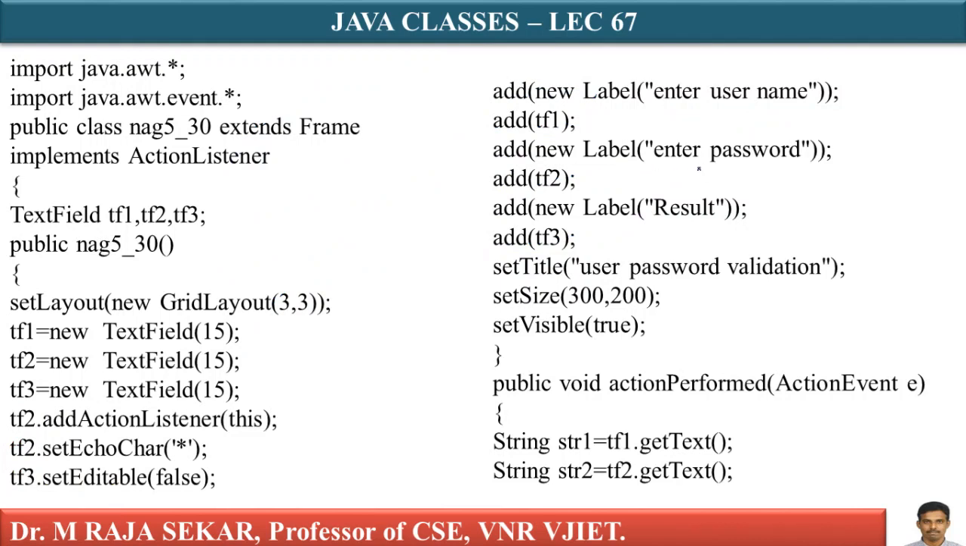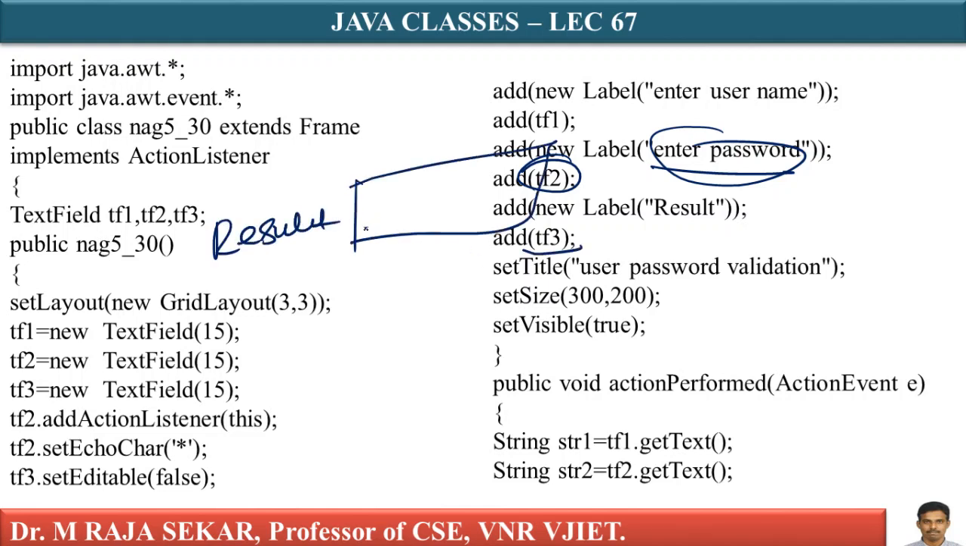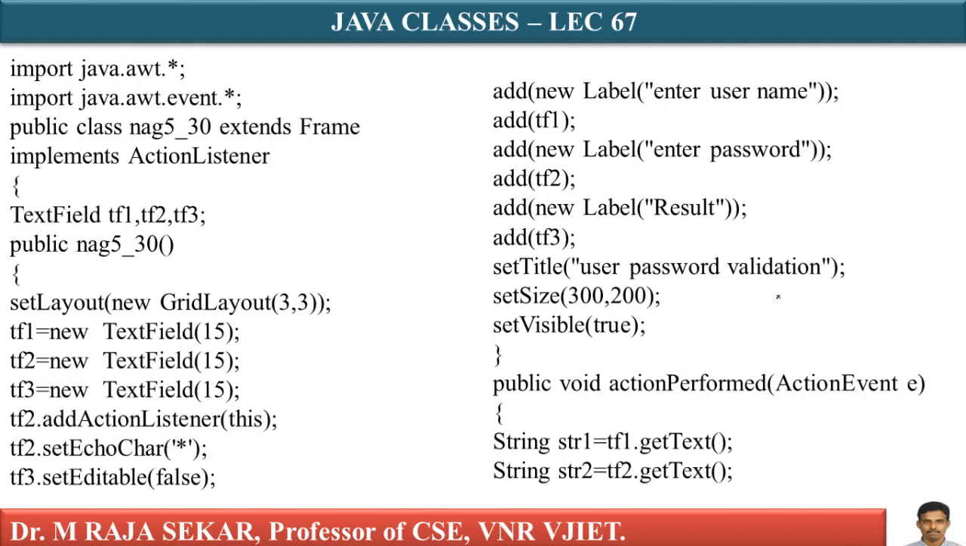Now, in a similar manner, enter password. A label will be created with enter password. After that, a text field will be created, TF2. Add new label, result. A label will be created with result. And add TF3 means a third text field will be added. Set title, user password validation. In the title bar, you will get user password validation. Size is 300 by 200. Set visible true.